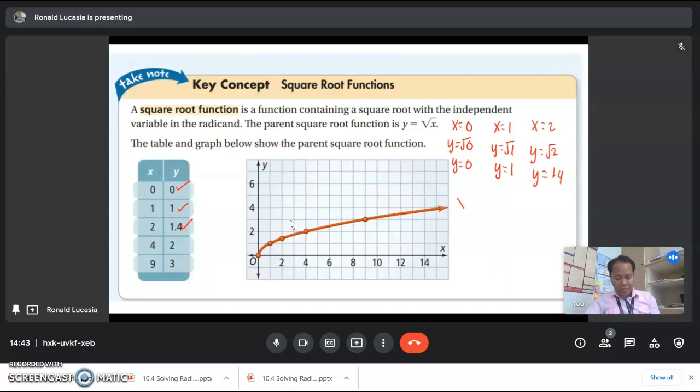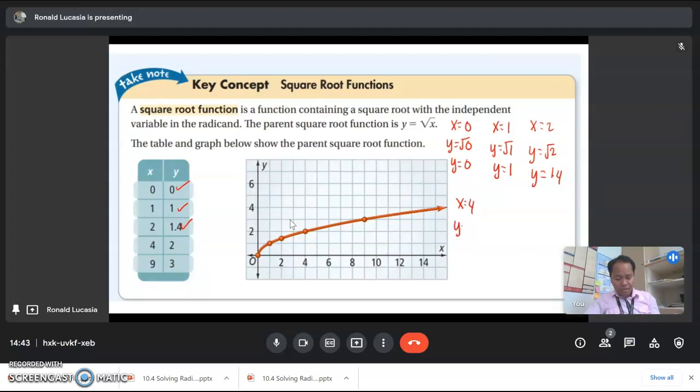When x is equal to 4, y is equal to the square root of 4, and the square root of 4 is 2. That's why I have 2 there. When x is 9, y is equal to the square root of 9, and the square root of 9 is 3.